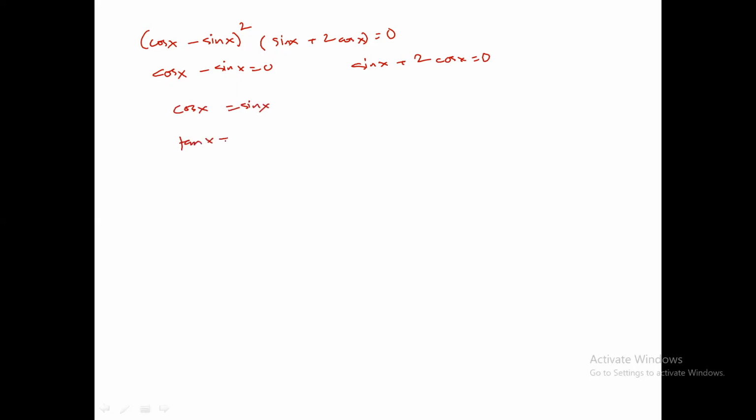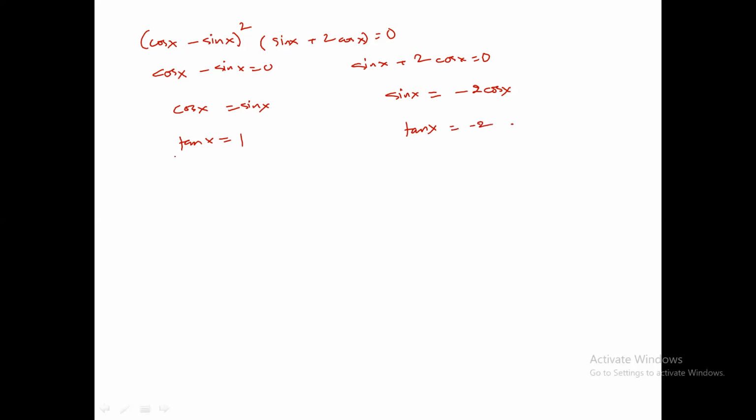Or I can write (cos x minus sin x) whole square into (sin x plus 2 cos x) equal to 0. I can take cos x minus sin x equal to 0, or I can take sin x plus 2 cos x equal to 0. So cos x is equal to sin x, or tan x equal to 1. Here sin x equal to minus 2 cos x, or tan x equal to minus 2.